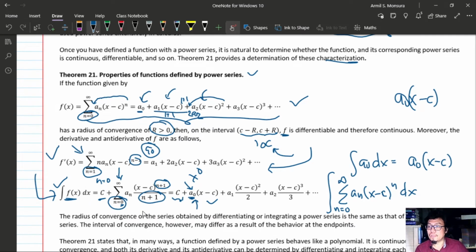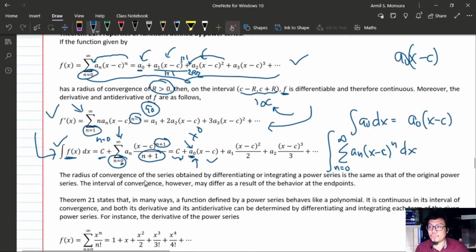Okay, so the radius of convergence of the series obtained by differentiating or integrating a power series is the same as that of the original power series. Generally, the radius of convergence is constant for f of x, f prime of x, and the integral of f of x. In all of this, r is constant. But the interval of convergence may be different. The main difference is on the endpoints.